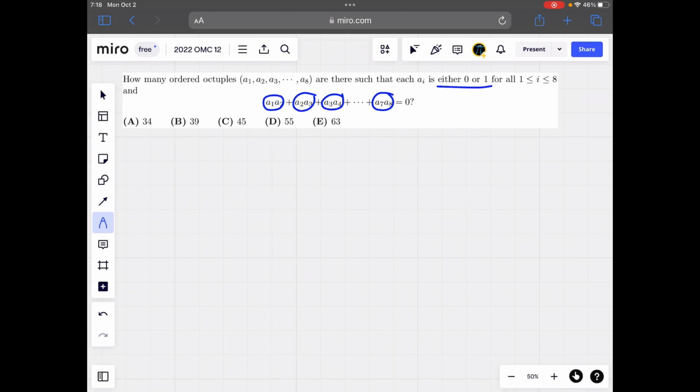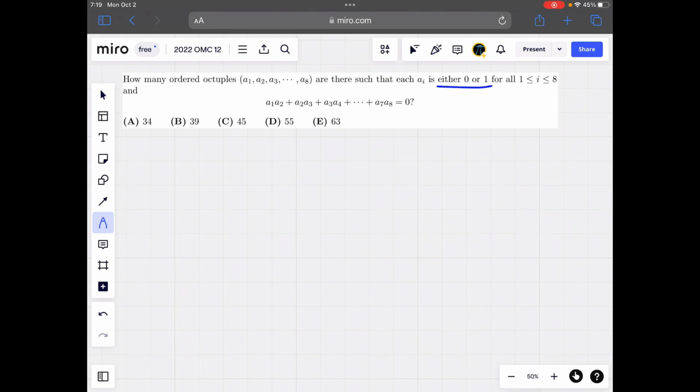That means we can never have a 1 as the product of two consecutive Ais here. Because if we did, then we'd need a negative number to counter that in a different product. And that's not possible because each Ai is either 0 or 1. So we need all 7 of these products to be equal to 0. The only time it's equal to 1 is if both of the consecutive Ais are equal to 1. And we want that to never happen.